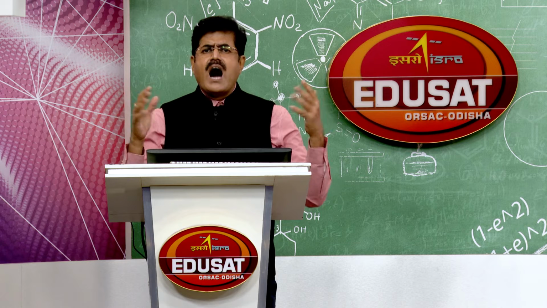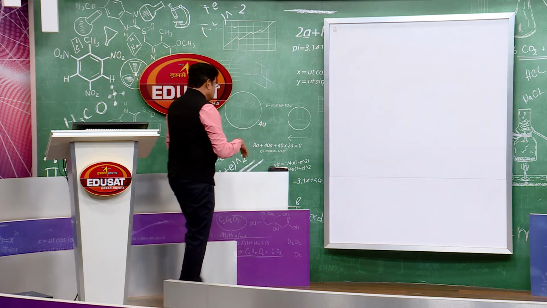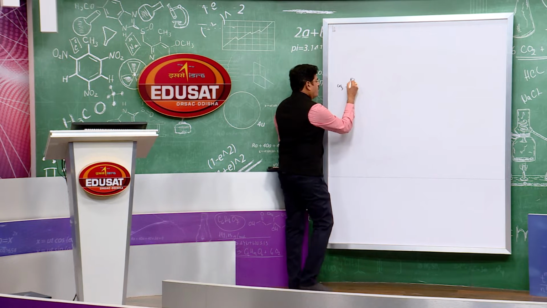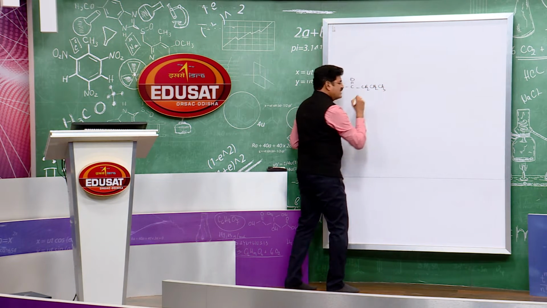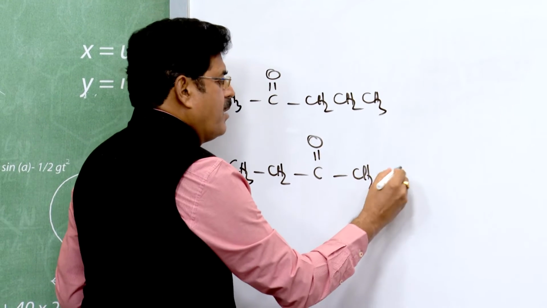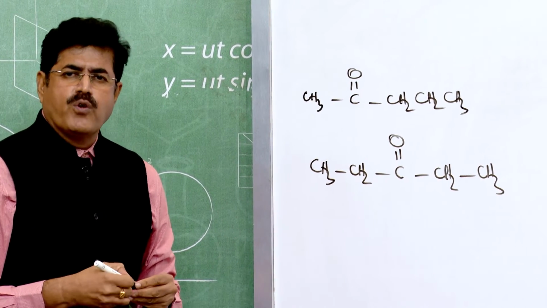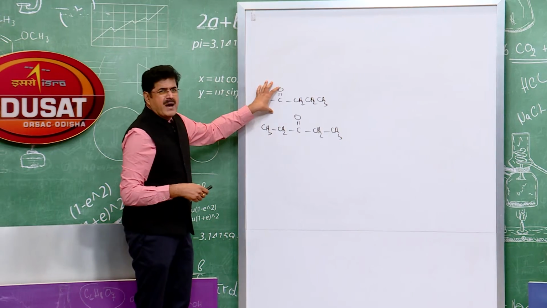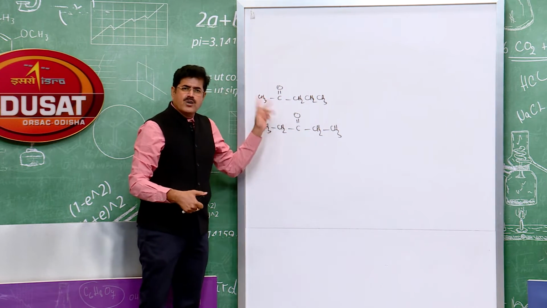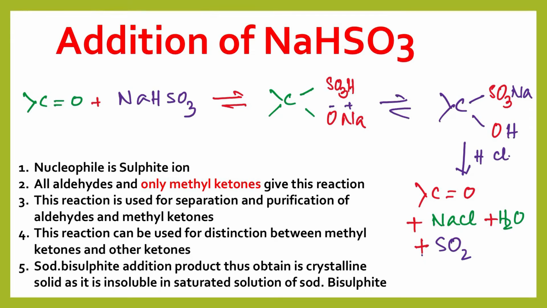If the question asks how to distinguish between pentan-2-one, CH3COCH2CH2CH3, and pentan-3-one, it is very simple. By using sodium bisulfite, we can distinguish between these two compounds. Pentan-2-one gives the addition product, which is a crystalline solid, while pentan-3-one gives no reaction. Any doubts, students?